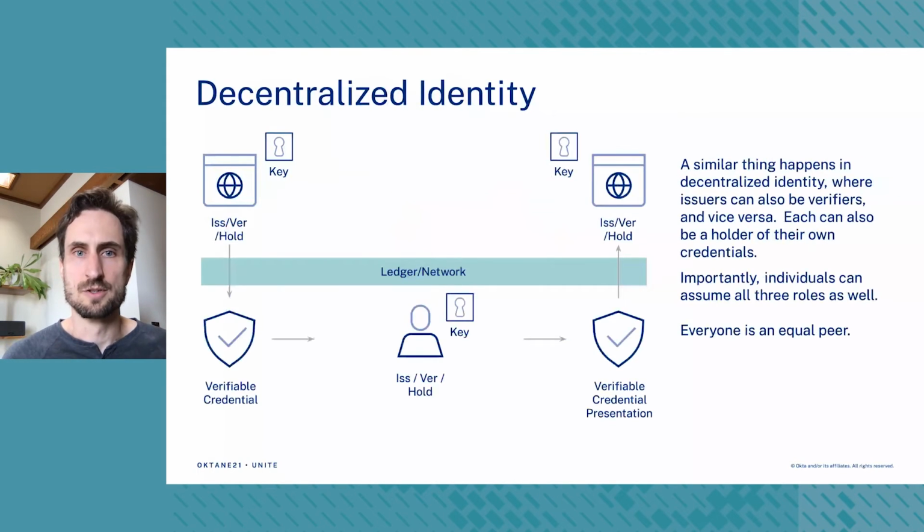A similar pattern emerges in decentralized identity. Issuers can verify credentials, and verifiers can issue credentials. They can both also hold their own credentials. Users, meanwhile, can hold and present their own credentials. In addition, they can issue and verify credentials, both about themselves and about others. This is a direct result of giving individuals an identity backed by cryptographic keys, which was previously only available to identity providers and relying parties in federated identity systems. In decentralized identity, all actors can assume all roles and thus are equal peers with the same capabilities.